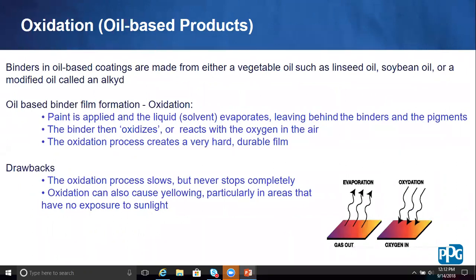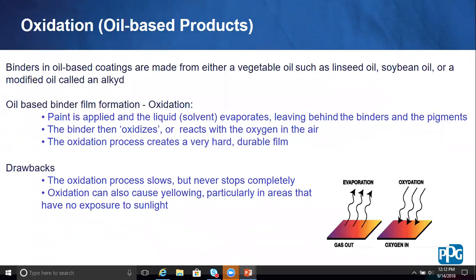So, oil-based binder film formulation. As the paint cures, we call alkyd or oil-based paints, the curing process is called oxidation. So when you apply the paint and the liquid solvent evaporates, it leaves behind the binders and the pigments. This is the volume solids. The binder then oxidizes, or reacts with the oxygen in the air.